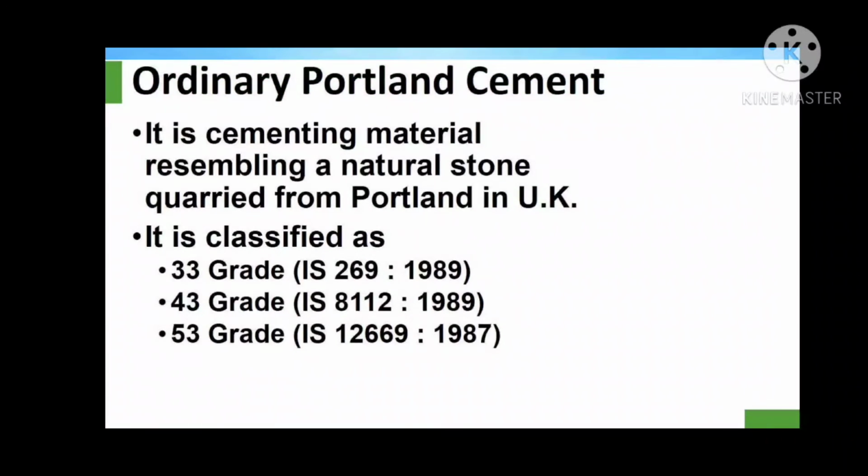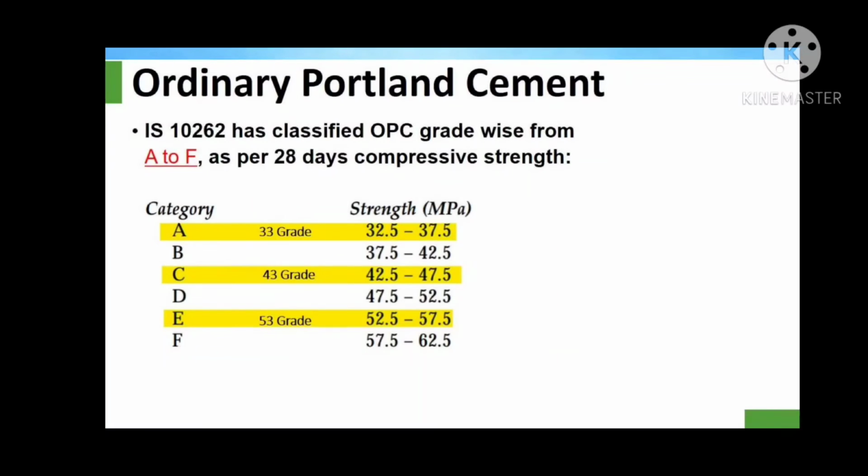Ordinary Portland cement. It is a cementing material resembling a natural stone quarried from Portland in UK. It is classified as 33 grade, 43 grade and 53 grade. Ordinary Portland cement IS code 269 has classified OPC grade wise from A to F as per 28 days compressive strength.